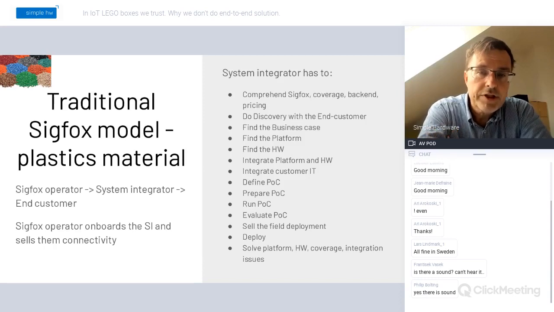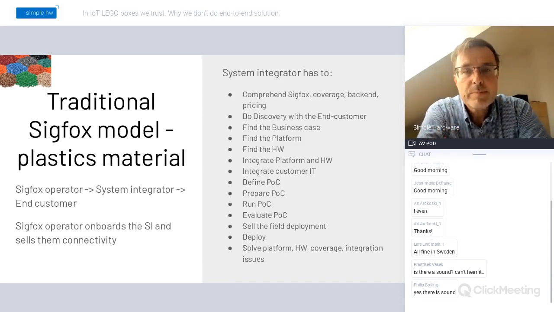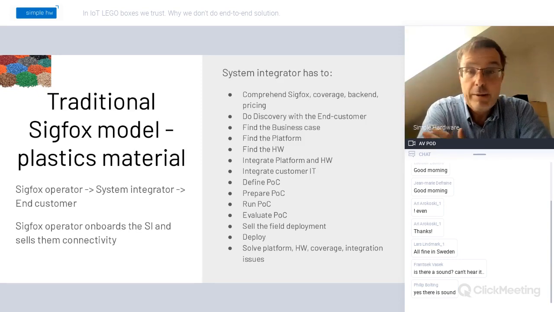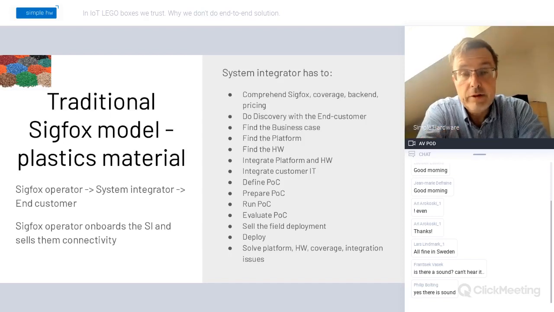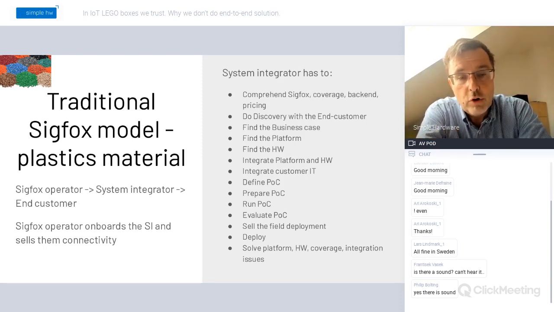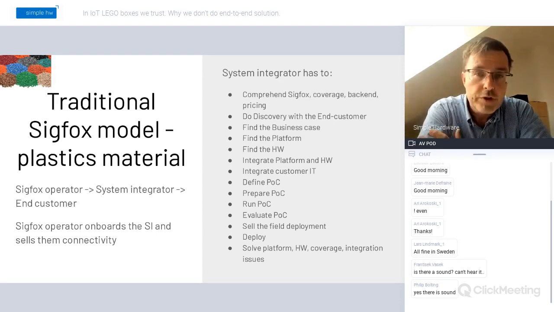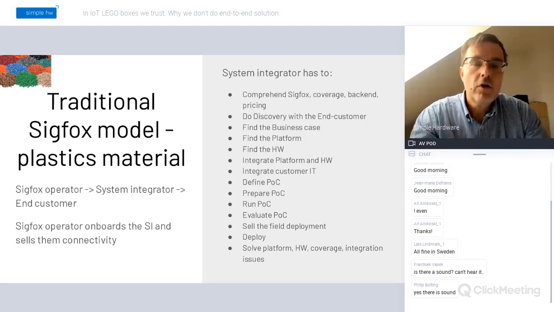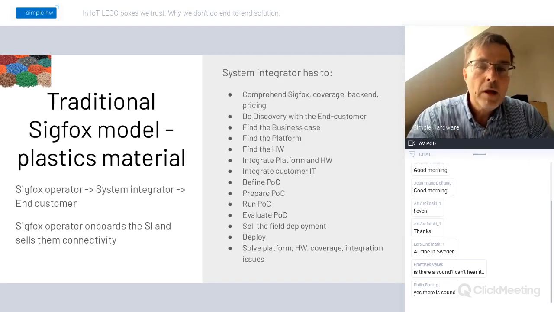They need to talk about TCO, about ROI, return on investment. They need to choose a platform. They need to choose a proper hardware for the project. Then they need to integrate platform and hardware. Then they need to integrate it into the customer IT system. Define, prepare, launch, POC, sell the field deployment, deploy and solve platform hardware coverage, integration issues, and support. So it's a really huge enterprise and huge effort for a system integrator.